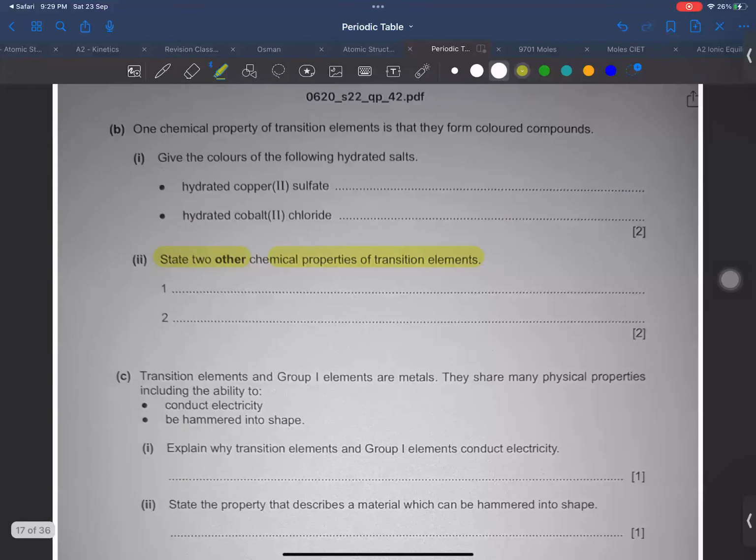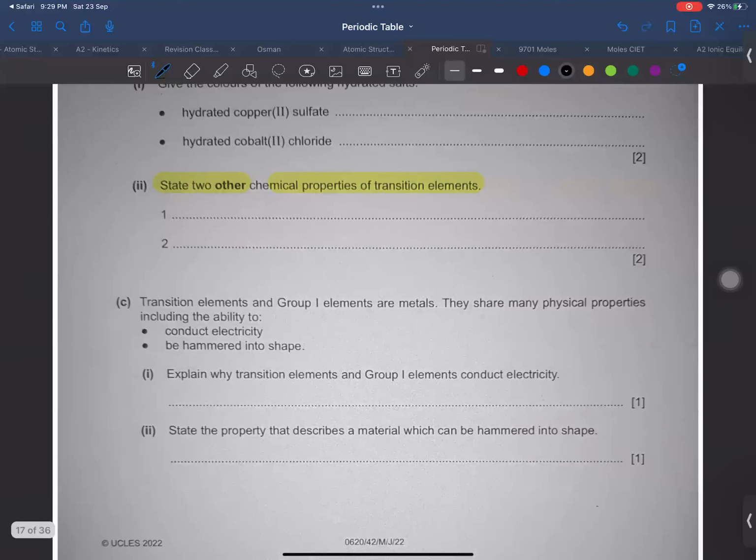Because initially they talk about how they form colored compounds. So they already told us that transition metals form colored compounds, so we are not able to write this chemical property in the second part. So we need to say that transition metals have variable oxidation states. And we also know that transition metals can act as a catalyst. Right?